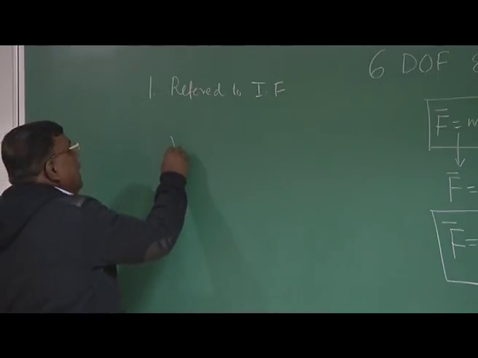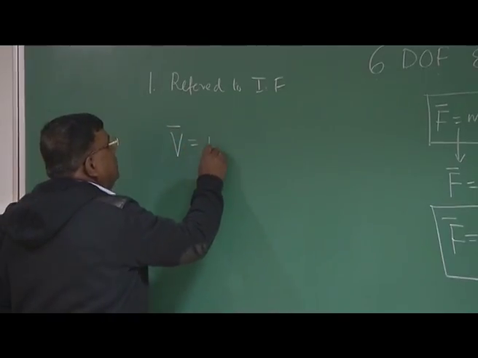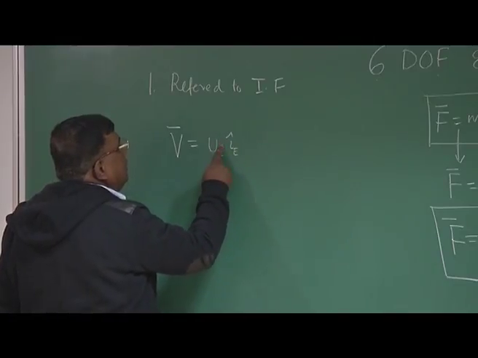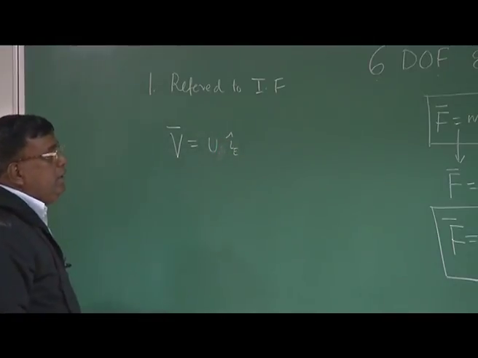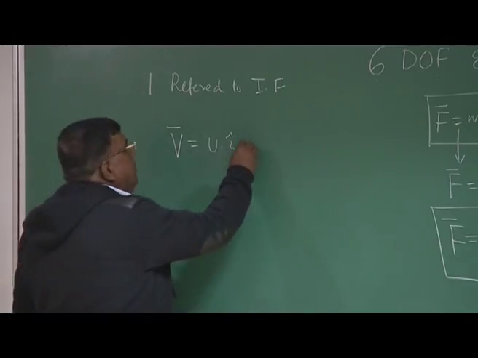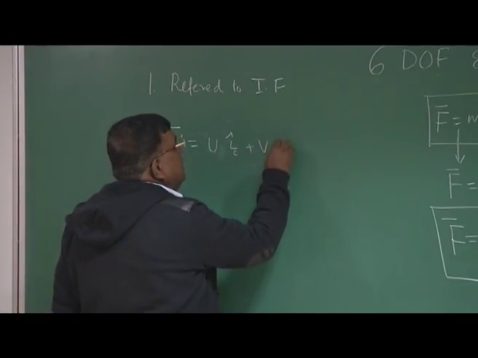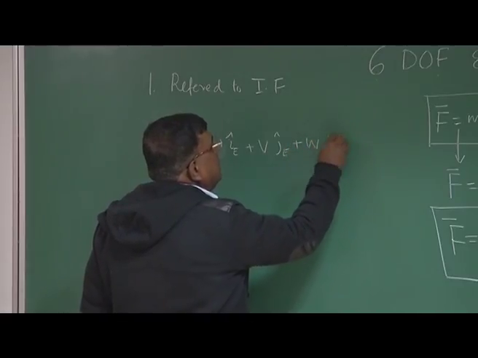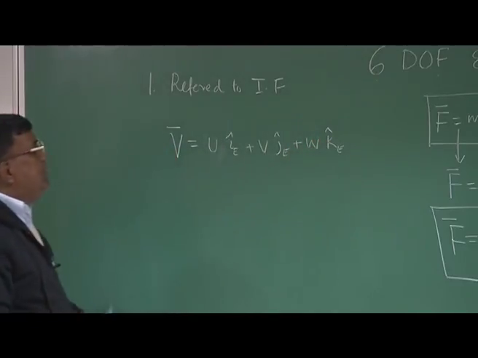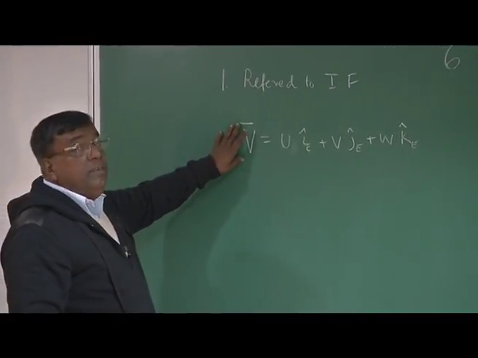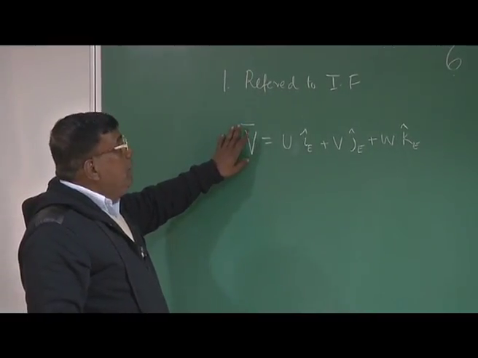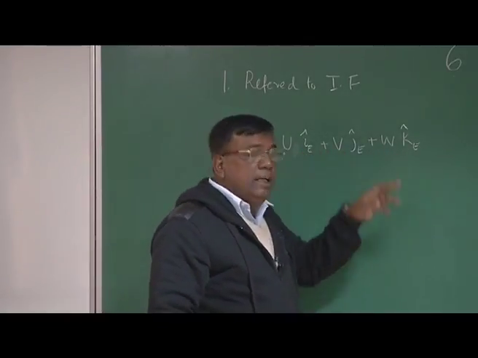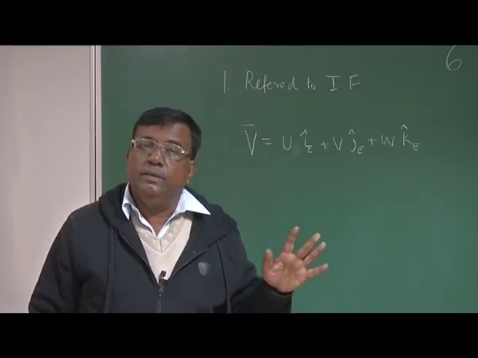So, now I can write V as U i earth plus V j earth plus W k earth. What is the meaning of this? I am resolving V, the total velocity, along i, j, k of the inertial frame of reference, correct?